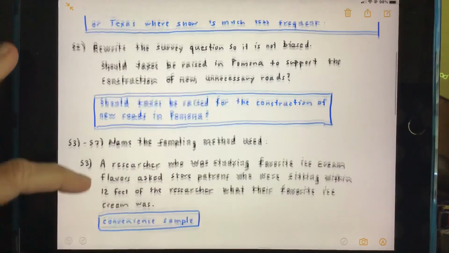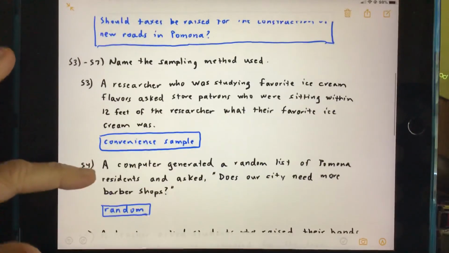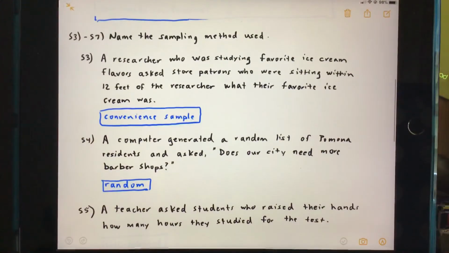Samples 3 through 7, we're going to name the sampling method used. And we're actually going to find that each one of these sample problems from 3 to 7 will have us practice with naming a different sampling method. There are 5 methods, and we're going to run into all 5 of them in samples 3 through 7.